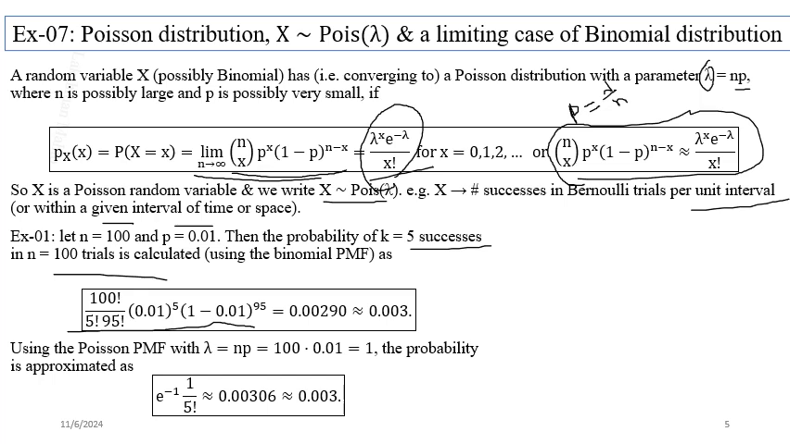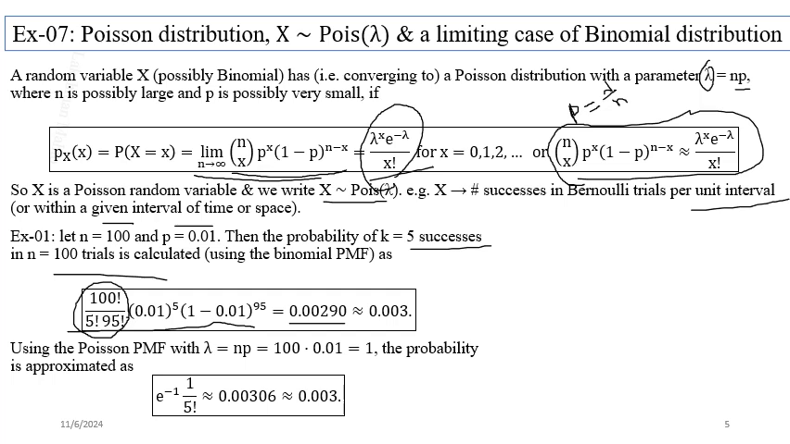Then 101 and 102. So this itself contains how many multiplications? 202. Then this one contains how many multiplications? 5 multiplications. 202 plus 5 is 207. Then there is a subtraction, 208. Then you are taking power 95, and also multiplication. You can say more than 300 something. So more than 300 computations you have done, and then you are getting this probability. So the computational complexity is more than 300.